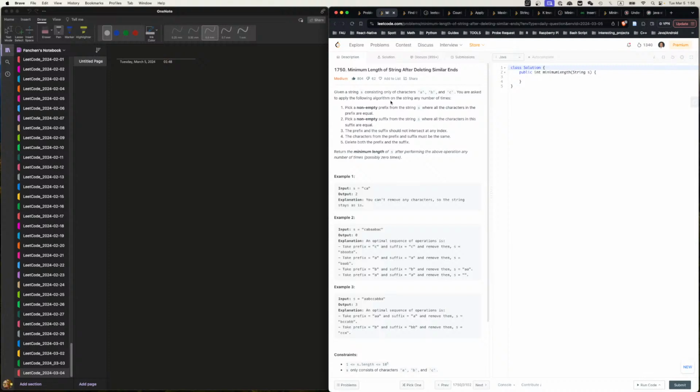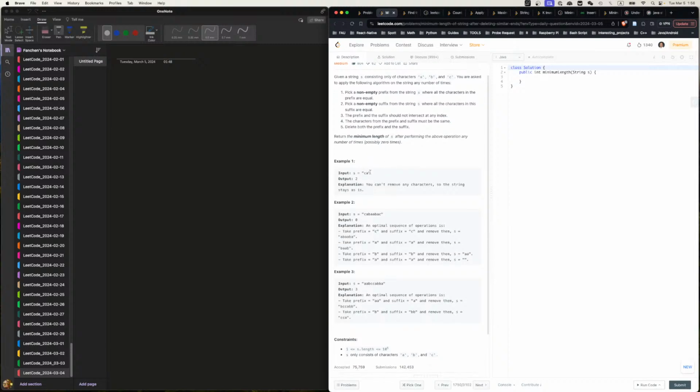Minimum length of string after deleting similar ends. Given a string consisting only of characters A, B, and C, you are asked to apply the following algorithm on the string any number of times. Pick a non-empty prefix where all the characters in the prefix are equal. Pick a non-empty suffix where all the characters are equal. The prefix and suffix should not intersect at any index. The characters from the prefix and suffix must be the same. Delete both of them. Return the minimum length of s after performing the above operation any number of times.